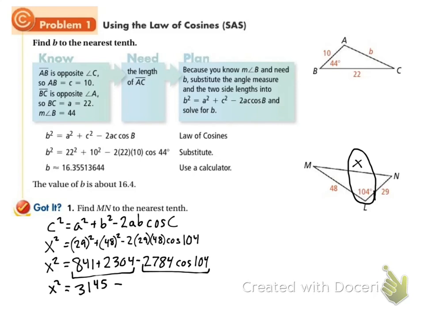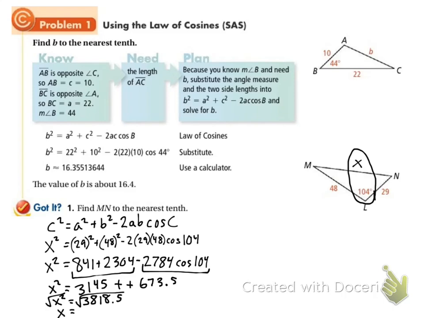And then I need to do the cosine of 104 times 2,784. Gives me a negative 673.5. So if I got minus a negative, I need to change that into adding. So if I add 3,145 plus 673.5, we get that X squared is equal to 3,818.5. Then we need to take the square root of both sides.